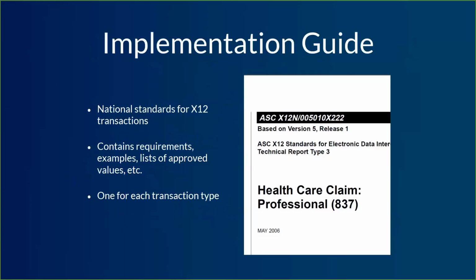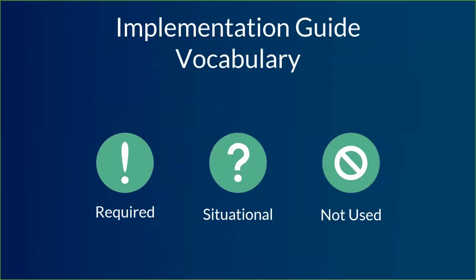So I've got a screenshot up here for the professional one. But if you deal with dental claims, you'd want the one for dental. And if you deal with any acknowledgement reports, you would want the ones for those acknowledgement reports. Now, if you are new to the implementation guide or new to X12, there are 3 points of vocabulary that are absolutely critical to understand: required, situational, and not used. And I'm going to give you an example of each one.